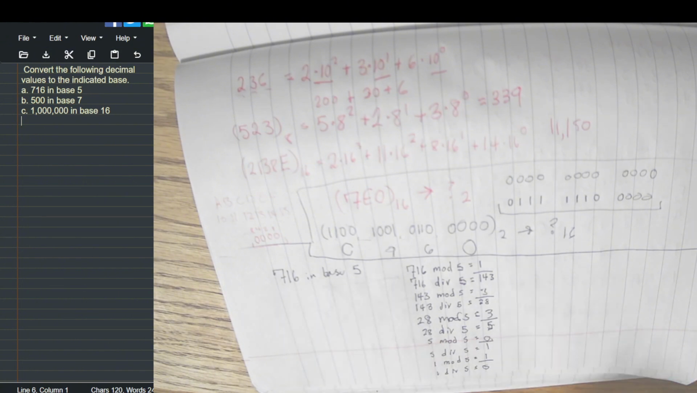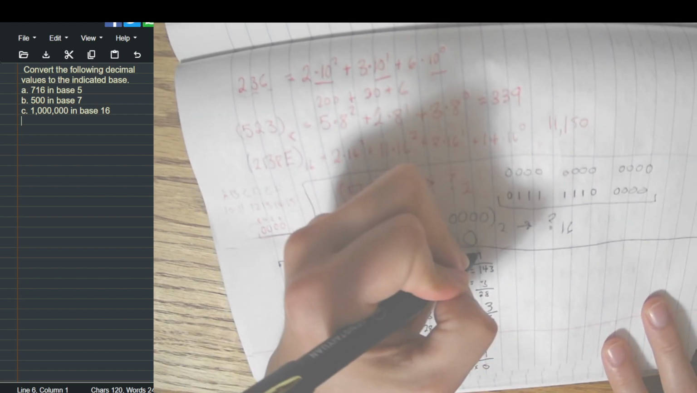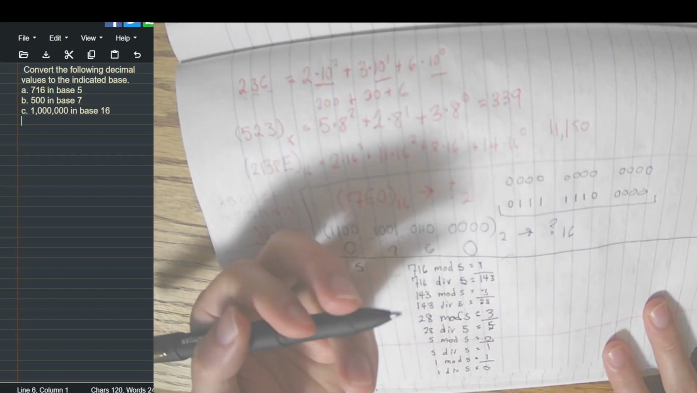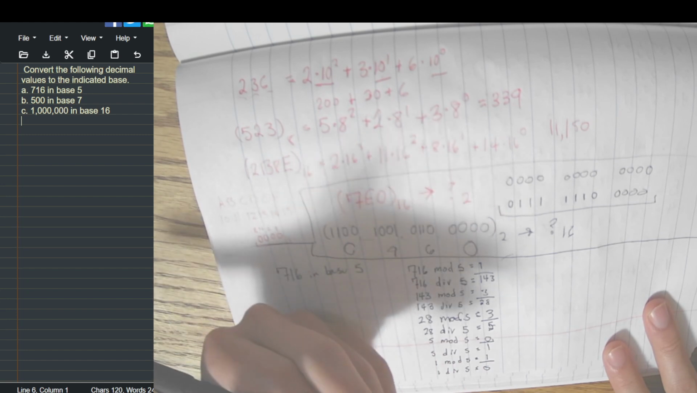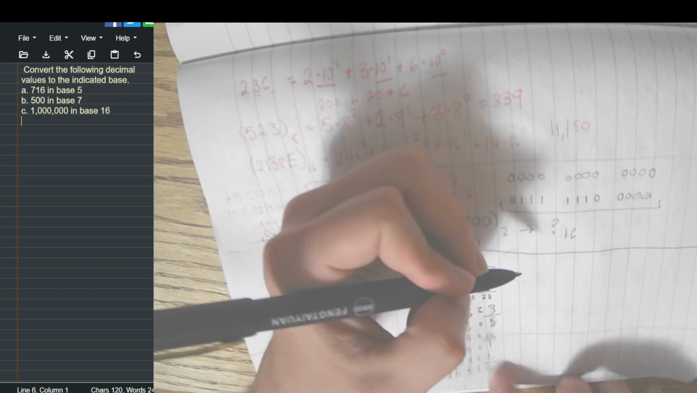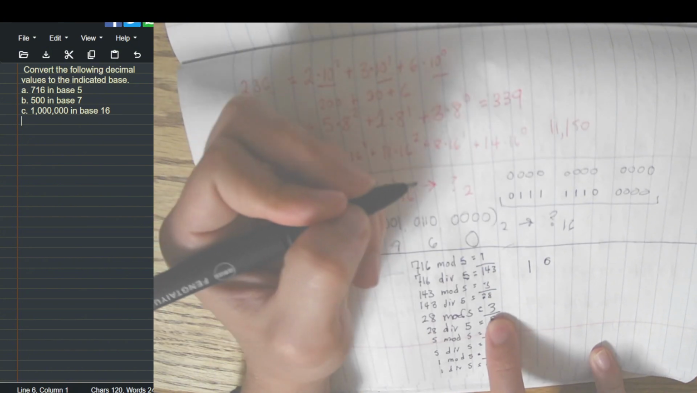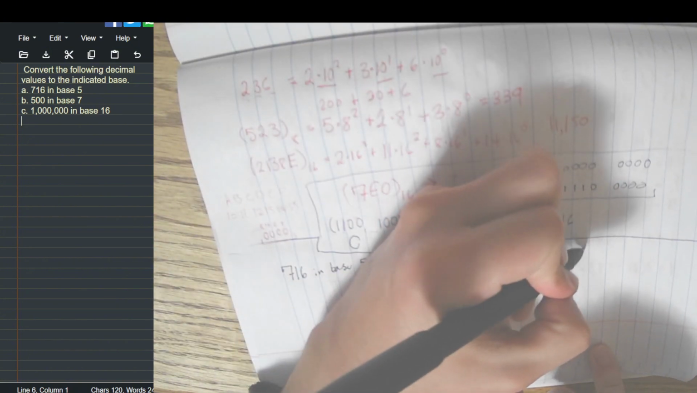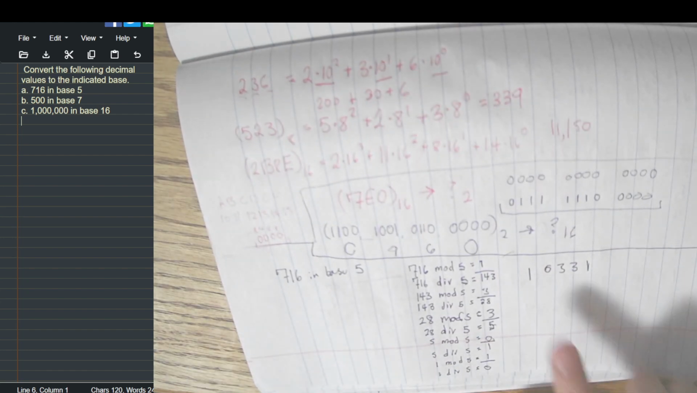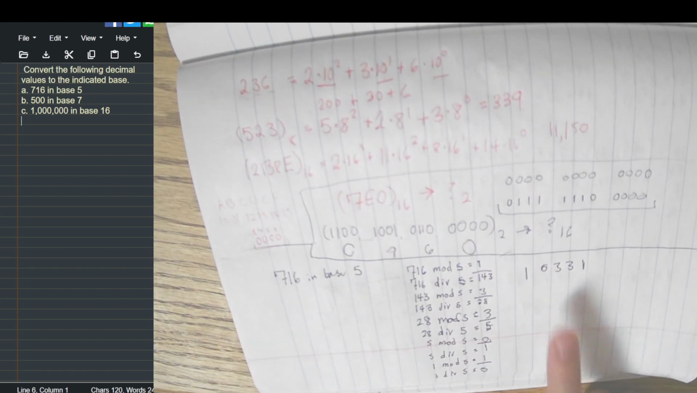And so now we can put these numbers together and get 716 in base 5. The order in which we got them is actually the reverse of the order they are given. So I'm going to start down here. My first digit is 1, and the next digit is 0. Then the next digit is 3. The next digit is 3, and then the last digit is 1. So this is 716 in base 5, and we can double check.